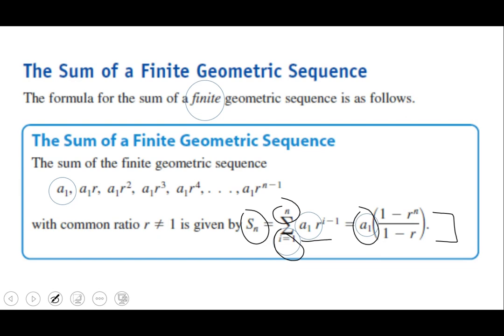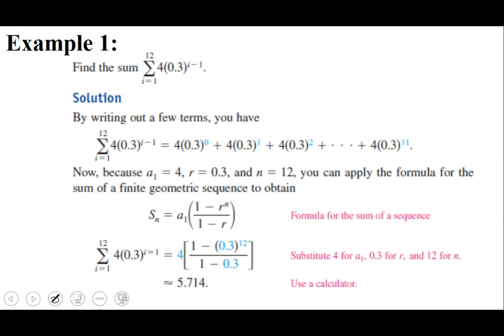So as always, plugging stuff into this formula is actually quite simple. It's just a matter of plugging it into your calculator and ensuring that you get the right answer. That can be a little bit more challenging. So take, for example, number 1, you are trying to find the sum from 1 to 12 of this geometric sequence. First of all, a couple things to notice.